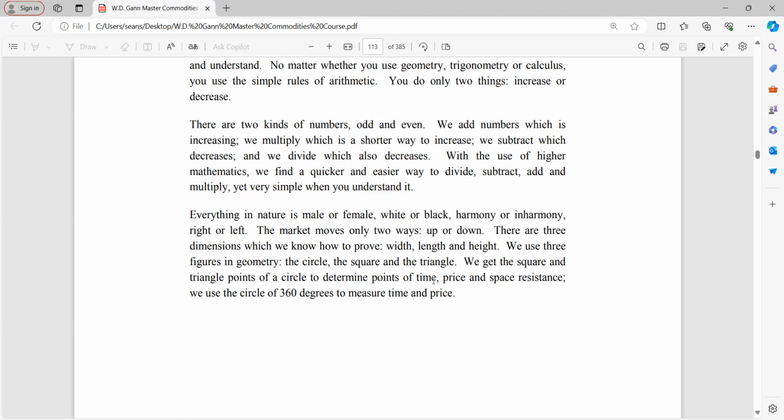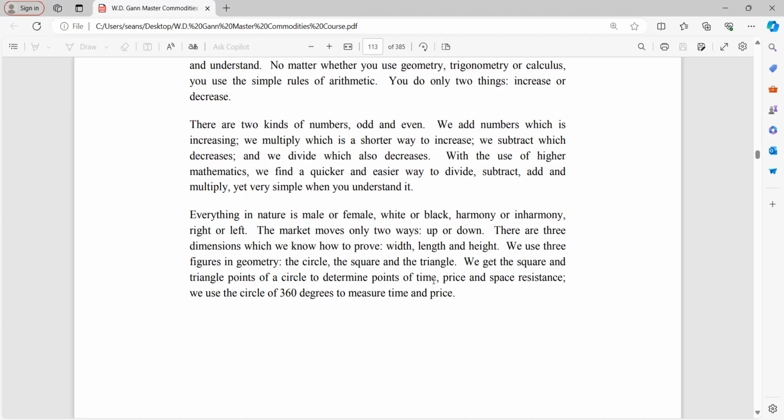So from the polarity, he describes the effects of the polarity in nature. For example, now this may not be popular with many people from America today, but this is how Gann describes nature. So we don't want to start getting political about what he says here, but just to understand that this polarity, this duality exists in nature. So he says everything in nature is male and female, white or black, harmony or inharmony, right or left. And as a result of that in nature, he says the market will move only two ways, up or down.